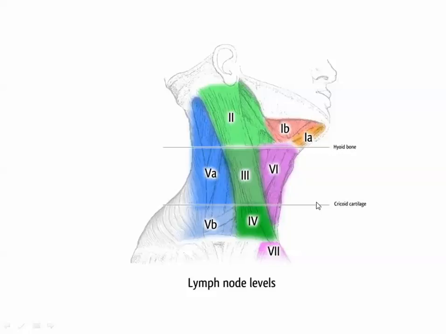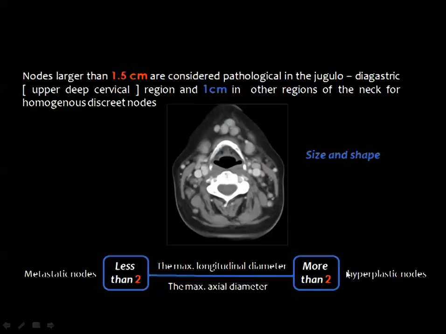They are divided by the hyoid bone and the level of the cricoid cartilage. Then we have the posterior group of lymph nodes, and these are finally the supraclavicular lymph nodes. It is usually considered on imaging that lymph nodes within the range of 1.5 centimeters are considered hyperplastic lymph nodes, but lymph nodes in other regions of the neck are considered pathologic if they reach 1 centimeter in size.